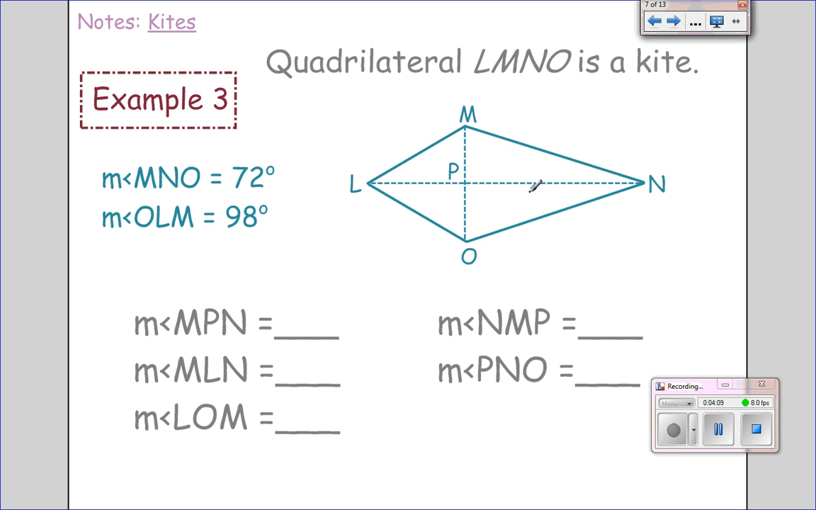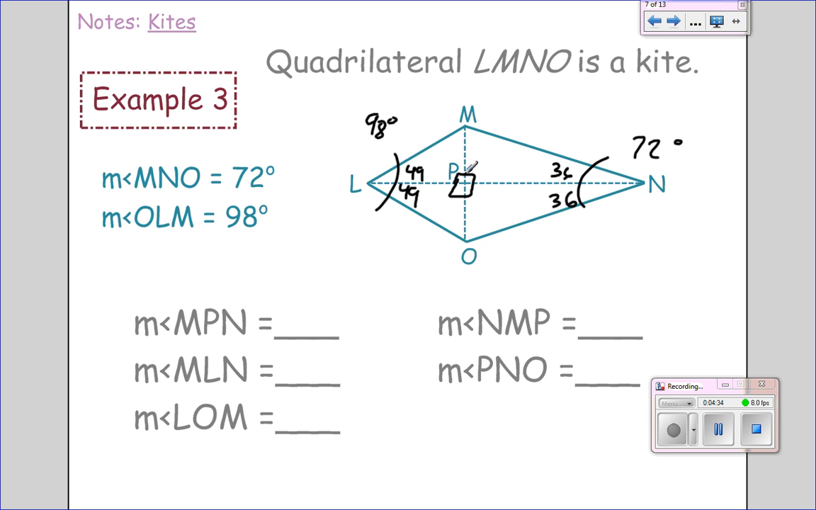All right, angle MNO, so this whole thing, is 72 degrees. And OLM, this whole thing, is 98 degrees. So what does this longer diagonal do? Well, it bisects the angles. So half of 98 is 49 and 49. Half of 72 is 36 and 36. Now what are these angles in the middle? They're all going to be 90.